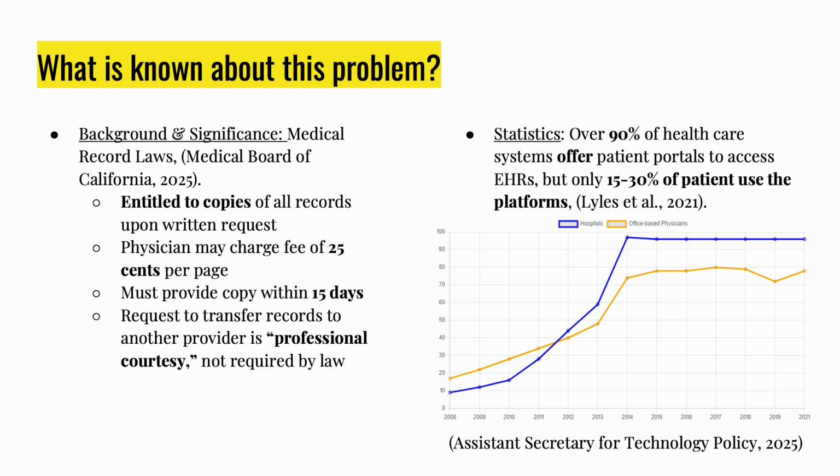And by law, a patient's records are defined as records relating to health history, diagnosis, condition, or treatment provided or proposed by the physician to the patient. And the physician must provide copies within 15 days of the receipt of the request. And this is from the Medical Board of California.